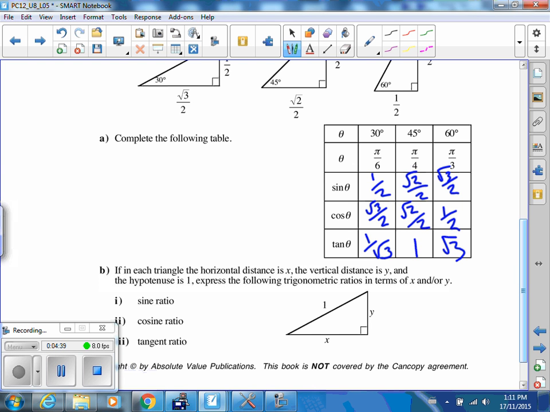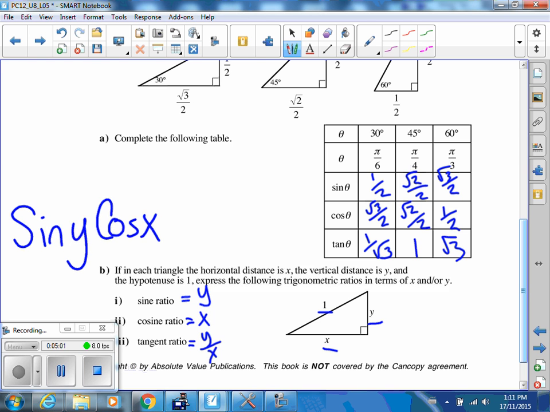With my hypotenuse 1, the sine is my opposite divided by hypotenuse, so that's just y. My cosine is just x, and my tangent would be y over x. So y over x is the same as the slope. Here comes the gibberish for the year. Sine, cos, tan. So sine is the y, the cos is the x, and the tan is the y over x, the slope. Lovely.